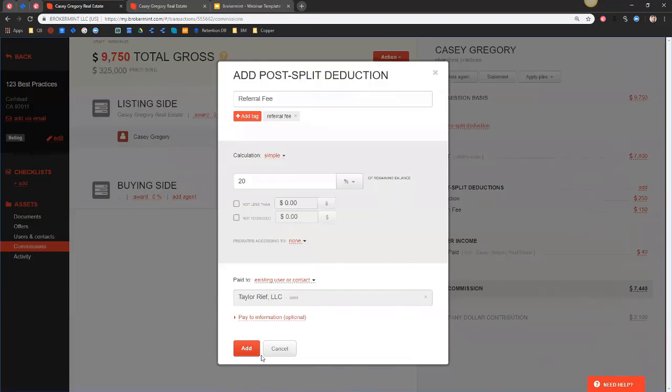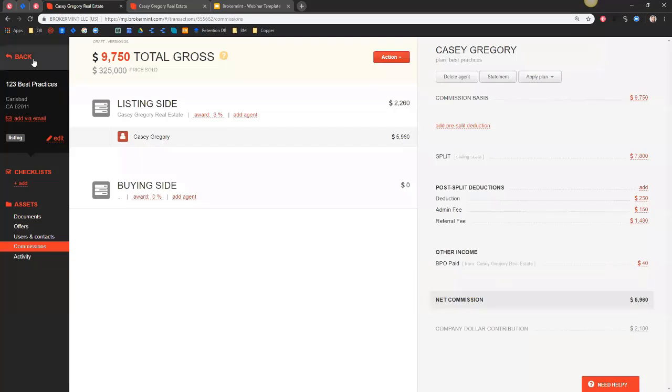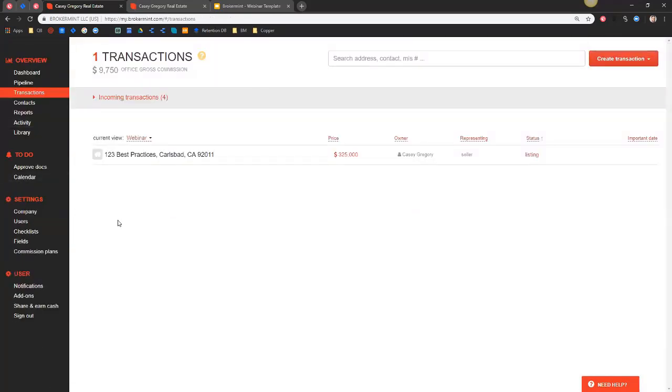Another very common scenario is maybe an agent's just receiving a referral fee. There's really no transaction tied to it, but an agent put out a referral and is going to receive payment. You need to track that in Brokerment for tax purposes. In that scenario, we would go ahead and create a referral transaction for our agent.